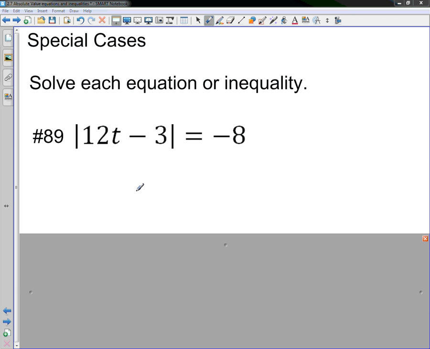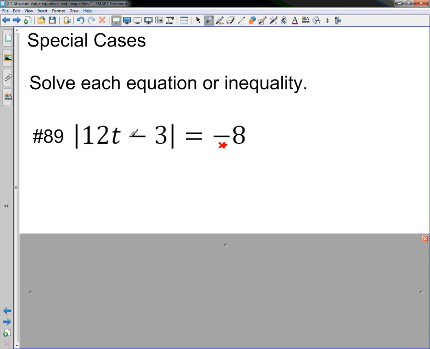Okay, so let's look at a few special cases. Now take a moment and look at this problem and figure out what is wrong with this problem. Why is it a special case? Well, we have an absolute value and it's equal to a number, but notice the number is negative. So the absolute value of something is going to equal a negative number. Is that ever going to happen? Are we ever going to have the absolute value of something equal to a negative number? And the answer to that is no.